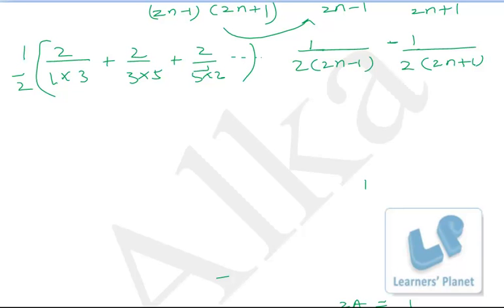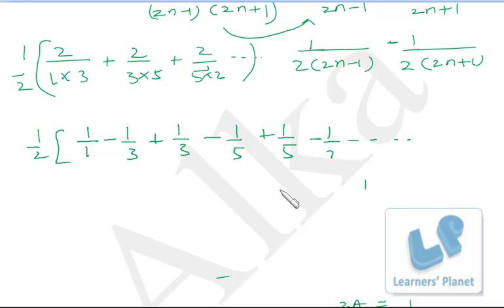Now what? It is 1 upon 2. It can be written as 1 upon 1 minus 1 upon 3, 1 upon 3 minus 1 upon 5, 1 upon 5 minus 1 upon 7 and so on. And the last term will be 1 upon 2n minus 1 minus 1 upon 2n plus 1. Right? You can check this expression. 1 upon 1 minus 1 upon 3, it will be 3 minus 1, that is 2 upon 1 into 3. That 2 and this 2 will be cancelled. Okay, if we take all the 2's common. Okay, so this expression can be written as this expression.